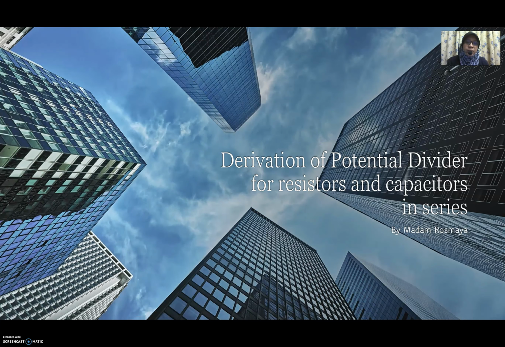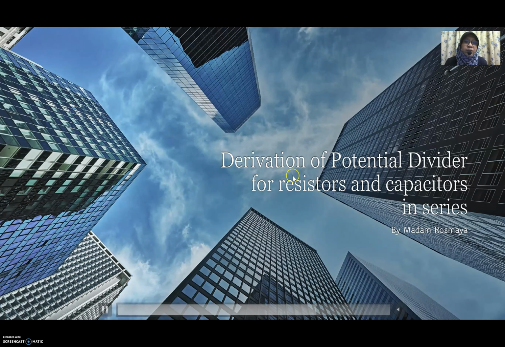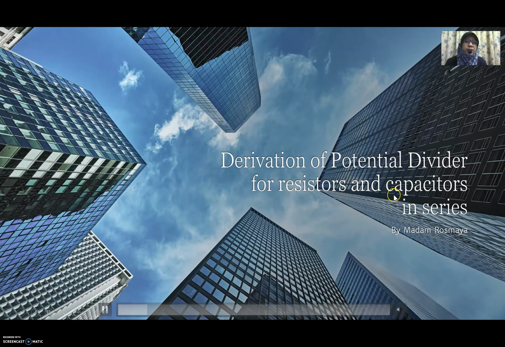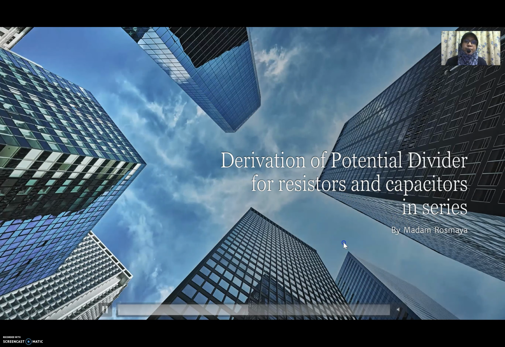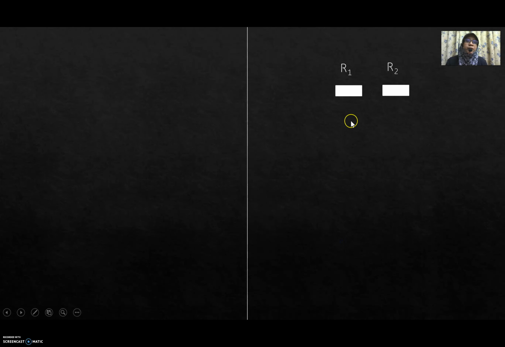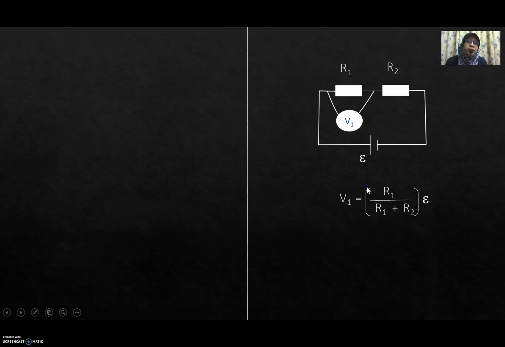In this video, we are going to discuss the derivation of the potential divider for resistors and capacitors in series. Consider two resistors R1 and R2 in a series circuit supplied by the EMF E. The voltage across R1 is given by the ratio of R1 to R1 plus R2 times the EMF. For the voltage across R2, it is R2 per R1 plus R2 times the EMF.